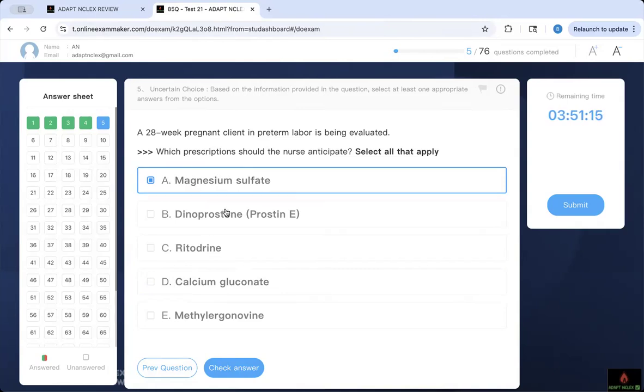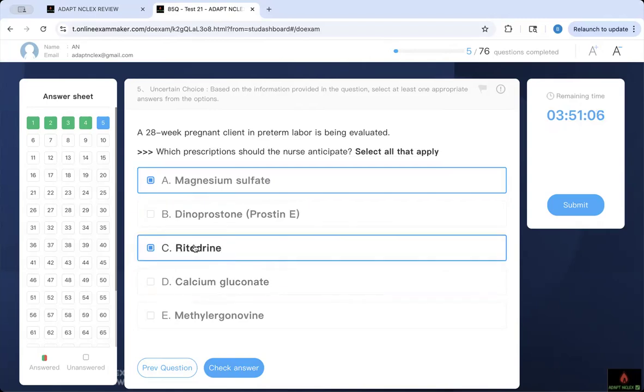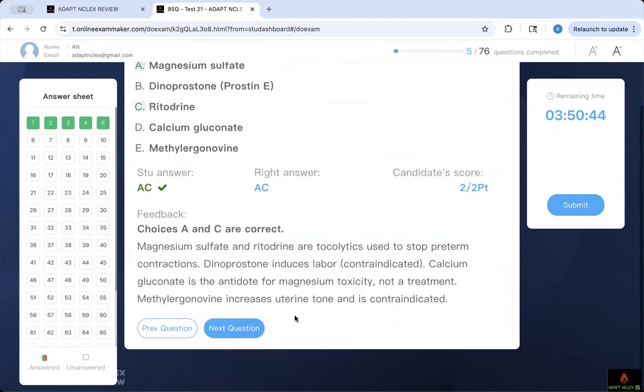Dinoprostone is a prostaglandin. Prostaglandins, what do they do? They stimulate things. Wrong answer. It causes contractions. Ritodrine, drops things down. It decreases preterm labor. Therefore, it prevents contractions. Calcium gluconate is what? Antidote for magnesium sulfate. It does not help with contractions or preterm labor. And methylergonovine, what do you think? Therefore, we don't need that.